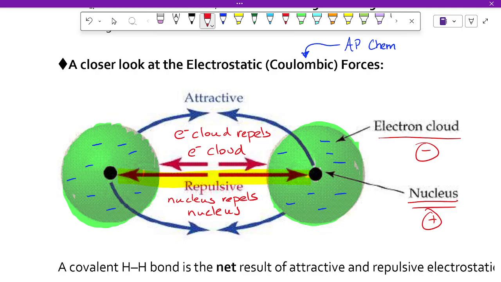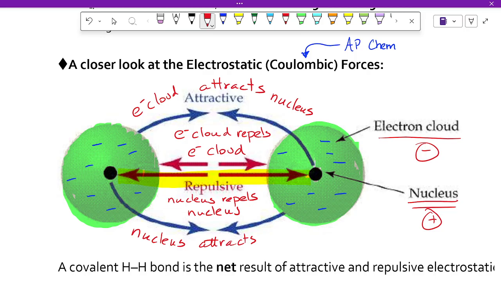However, to counteract that, we have the electron cloud attracts the nucleus of the neighboring atom. And we have the nucleus attracts the electron cloud.